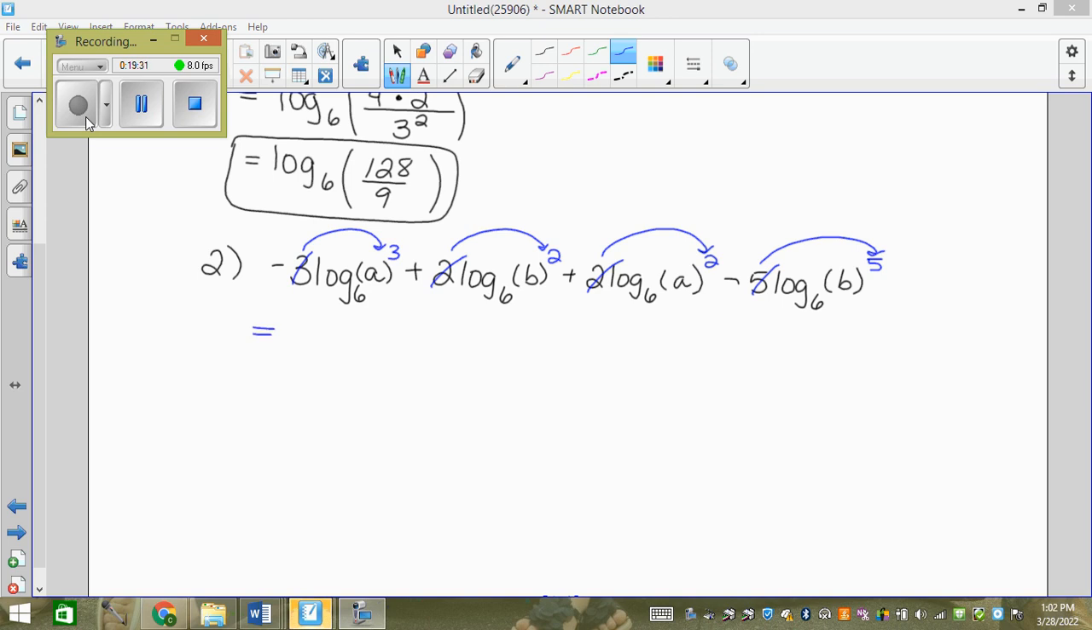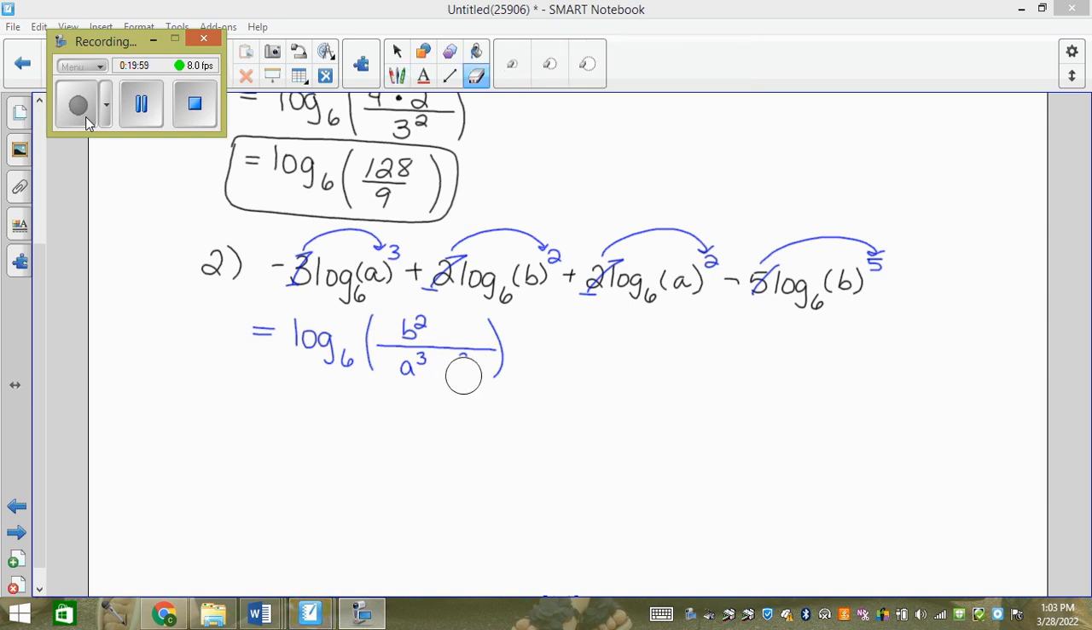So it equals log base 6. Now I have a negative 1 in front, so the A cubed is going to go on the bottom. Here I have a positive 1 in front now, so the B squared is going to go on the top. Here I have a positive 1 in front, so the A squared is going to go on the top. That was a slip. And then the negative 1 in front, so the B to the 5 goes to the bottom.